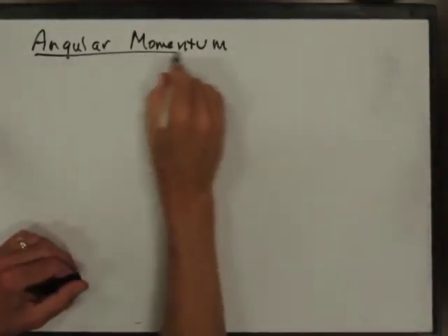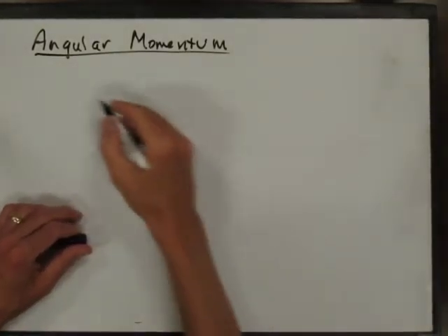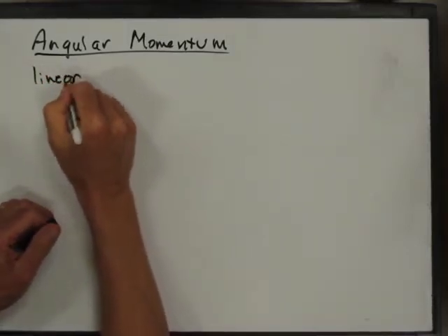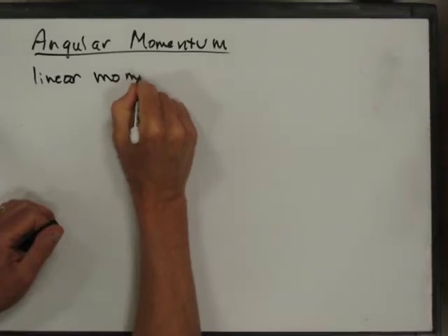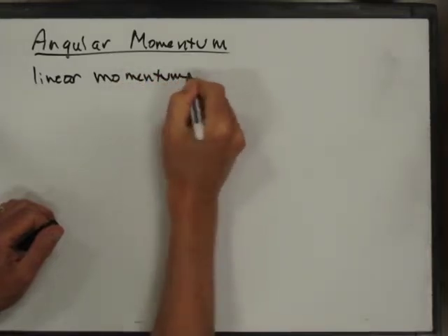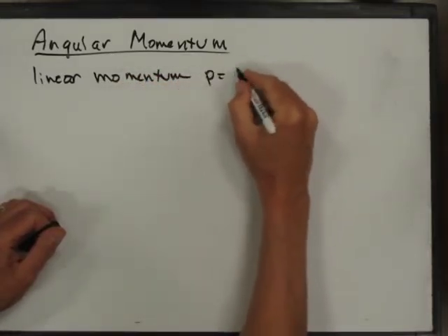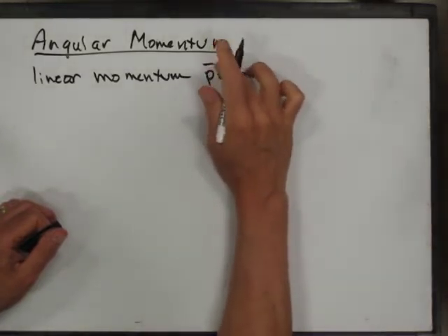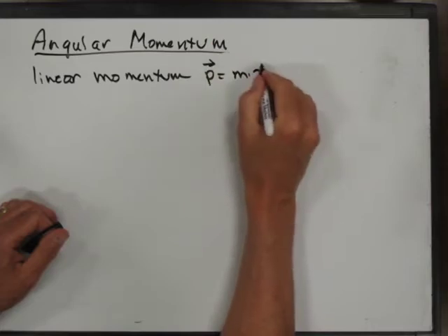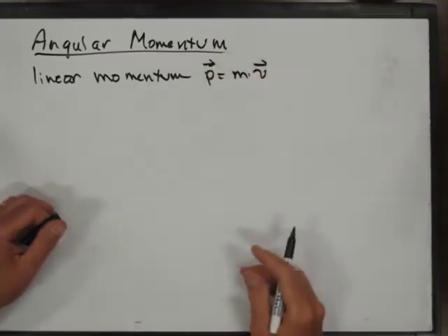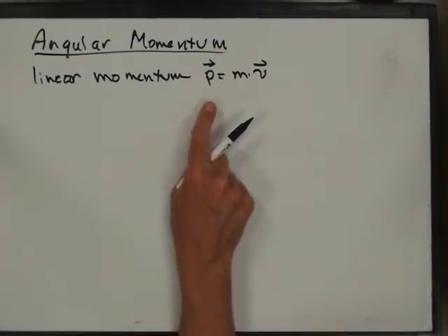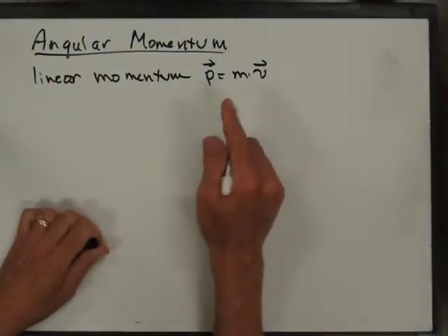So we're going to talk a little bit about angular momentum. If you remember the definition for linear momentum, we used p equals mass times velocity. Technically, it's a vector. So we can develop an analogous equation for angular momentum.